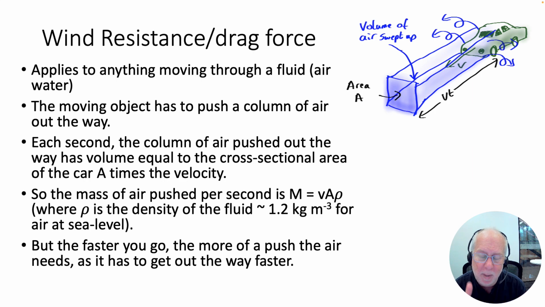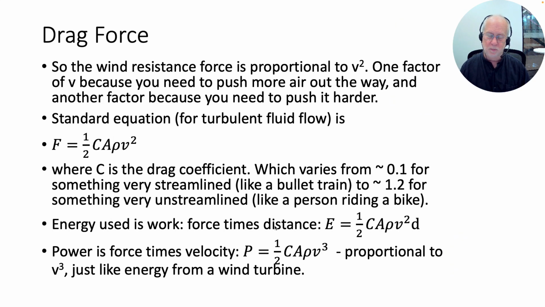So that's how much air you have to get out of your way, but it's also how quickly you have to get out of the way. If you're travelling fast, the air has to be moved quickly to get out of your way. So the net result is that the drag force is proportional to the velocity squared. One factor of v because if you go fast you have to get more air out of your way. A second factor because that air has to get out of the way quicker when you go fast. So the drag force is going to depend on the mass you push out of the way times velocity squared, with some constant which is going to depend on the complicated fluid dynamics of exactly how the air swirls around your moving object.